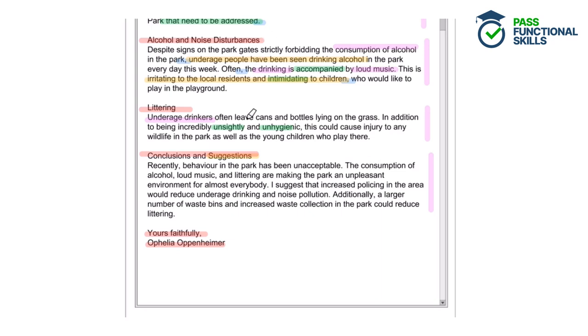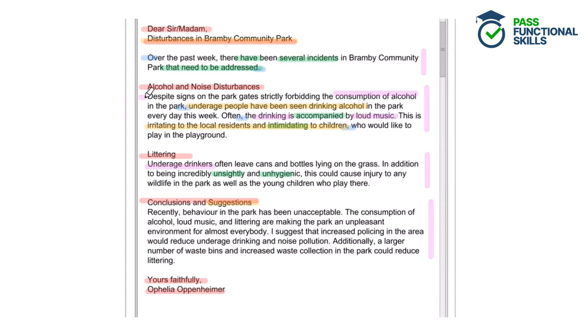So for example, in this paragraph. Here we have started the paragraph with the word despite. So this shows that we are going to create a contrast. So despite signs on the park gates, these people have been drinking alcohol. And then in this paragraph here, we've got in addition to. So this connective phrase helps to add some information. So in addition to being incredibly unsightly and unhygienic, and then we've got a comma to add the additional information here. This could cause injury to wildlife in the park and to young children.